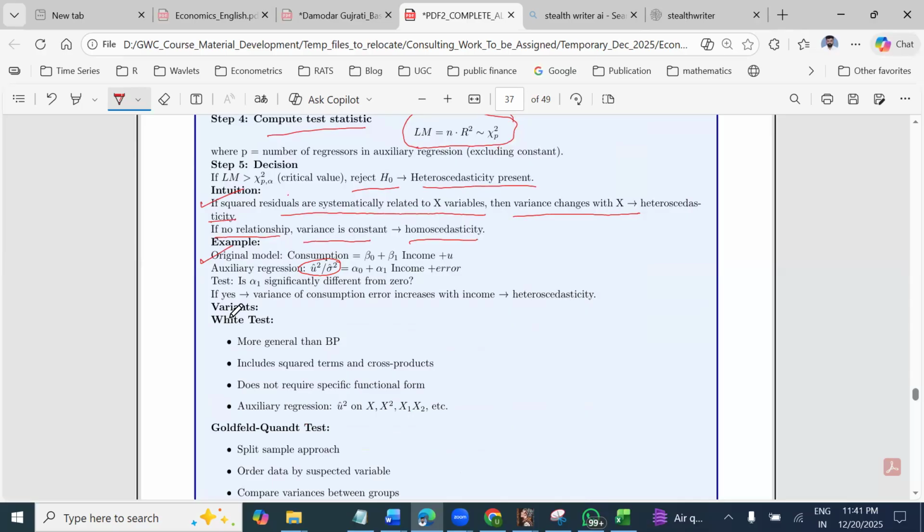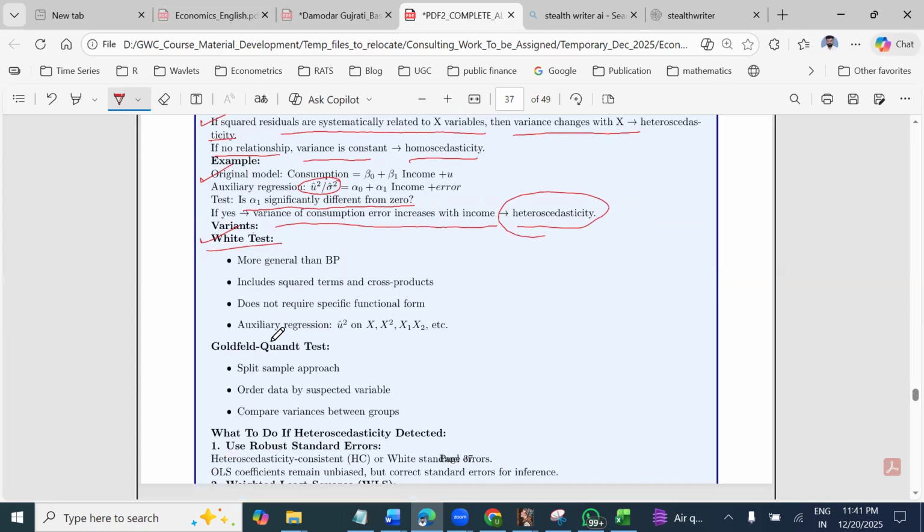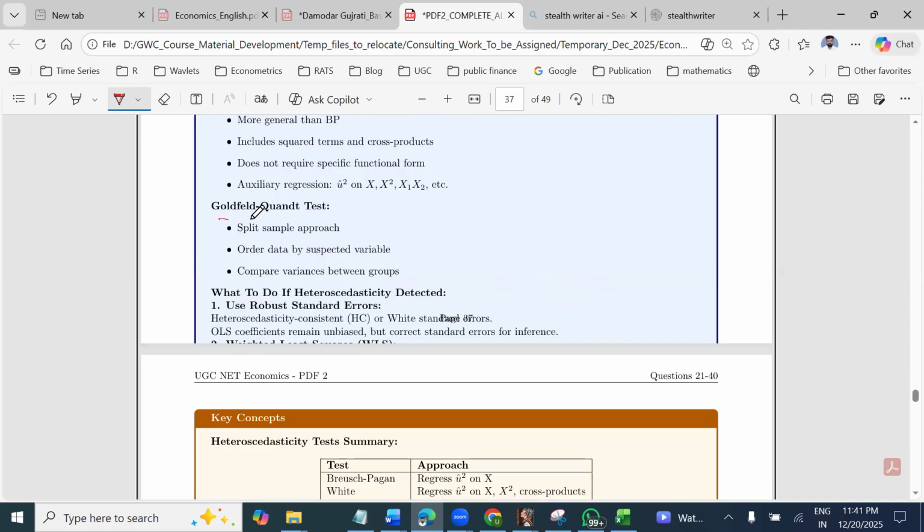Now, how will you test? You will test whether alpha 1 is significantly different from 0. If yes, then the variance of the consumption error increases with income, and then we usually have heteroscedasticity in the data. Then what are the other tests of heteroscedasticity? Please remember the White test. Another test is the Goldfeld-Quandt test. At least this much you have to remember.